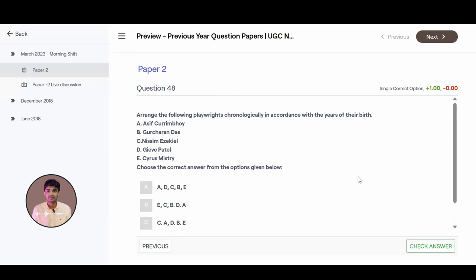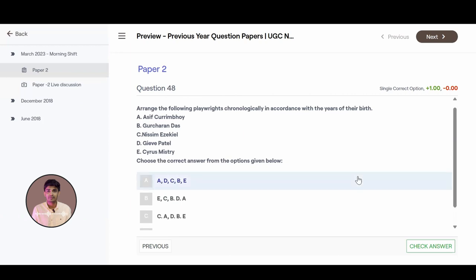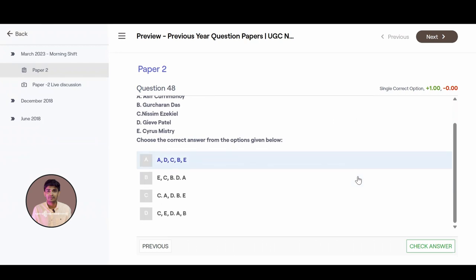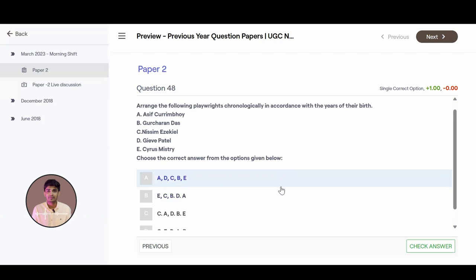All of these writers are from India: Asif Currimbhoy, Gurucharan Das, Nissim Ezekiel, Girish Karnad, and Cyrus Mistry. You have to arrange them in chronological order in accordance with the year of their birth. So you should ideally know their birth dates.